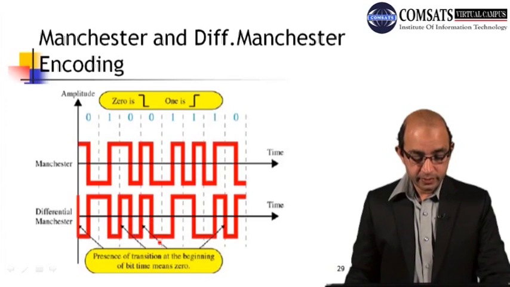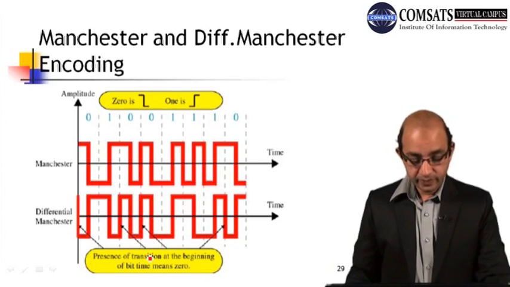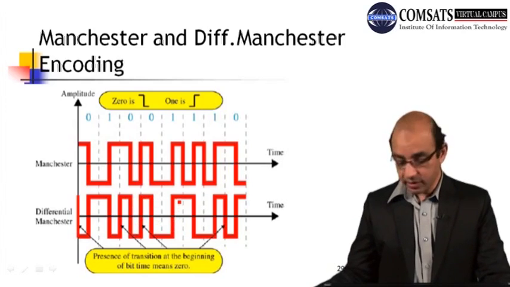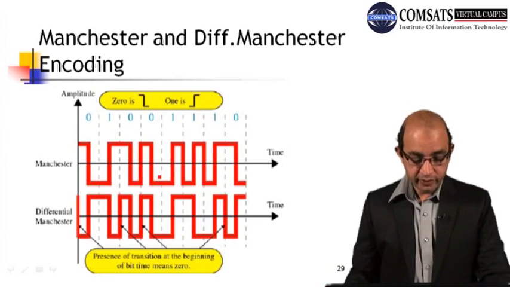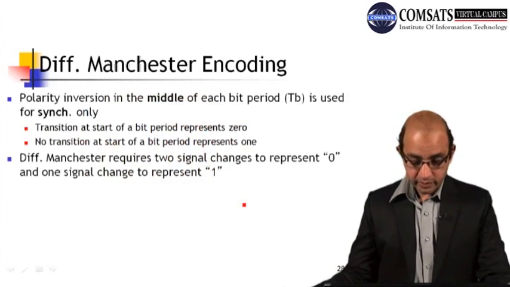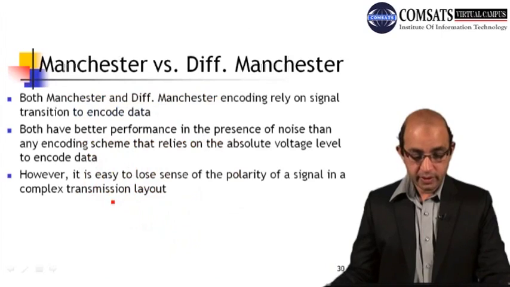Again 0. So you can see the presence of a transition at the beginning of the bit. So this is a transition at the beginning. Okay, so it means for 0 we have 2 transitions, and for 1 we have only 1 transition. So this is 1. So again 1, 1 and 0, you can see 2 transitions. So again, changes to represent 0, and the signal changes to represent 1.